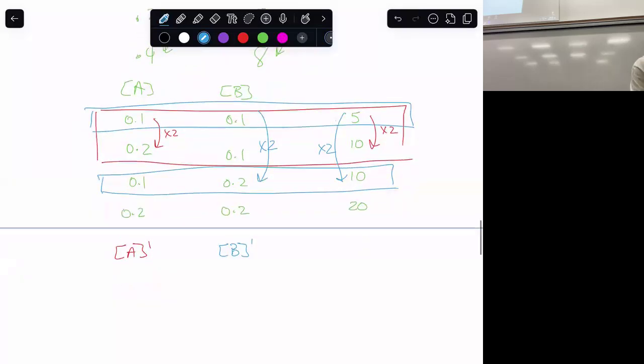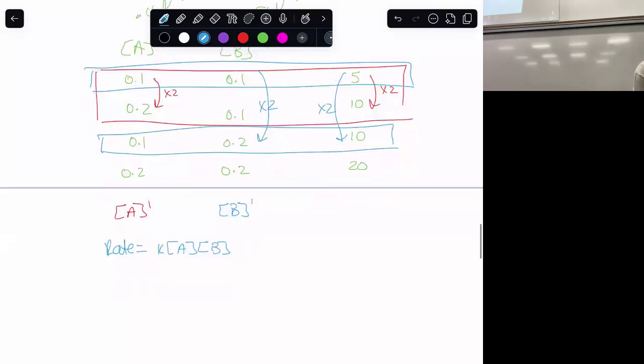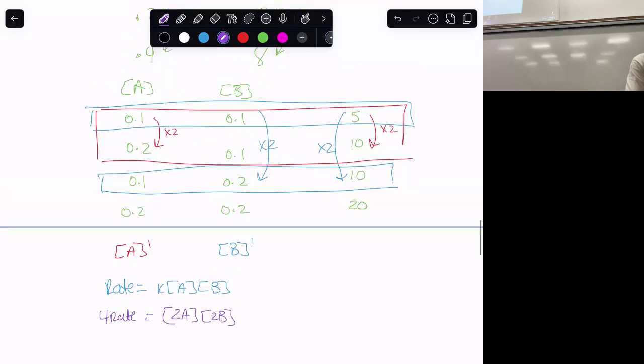So if we look at the rate law, rate is equal to k times A times B. So if we have 2 times the concentration, what does it mean our rate is multiplied by? 4, right? Because it's all raised to the 1 power, so 2 times 2 is 4, so that means our rate has to be 4 times the rate.